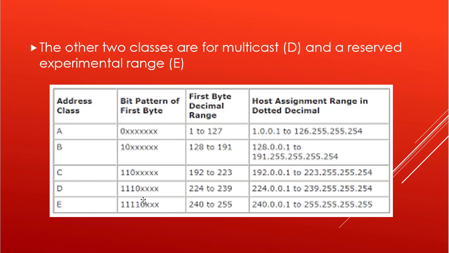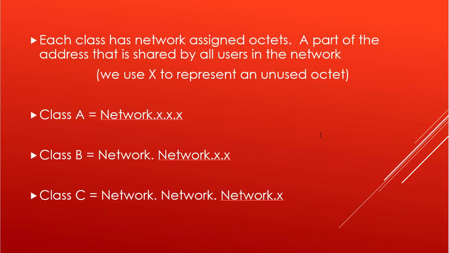And then E is for some experimental thing. I have no idea where that goes. All right, so each class has network assigned octets, a part of the address that's shared by all users in the network. I'm just using X to represent the octets that we're not concerned about, or that we're not going to use in this example. So in a Class A, the very first octet is always network and can never be changed. And then the next three octets can all be changed.